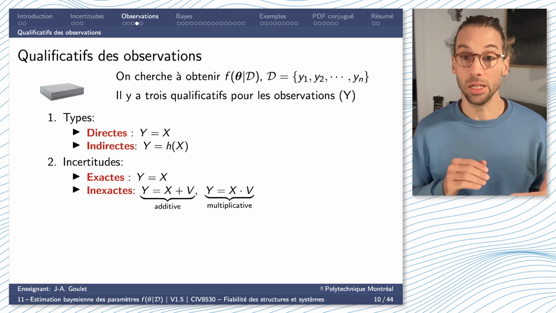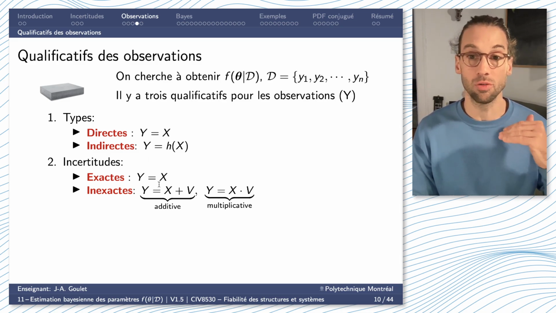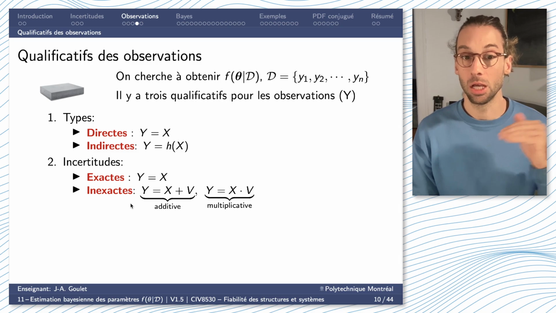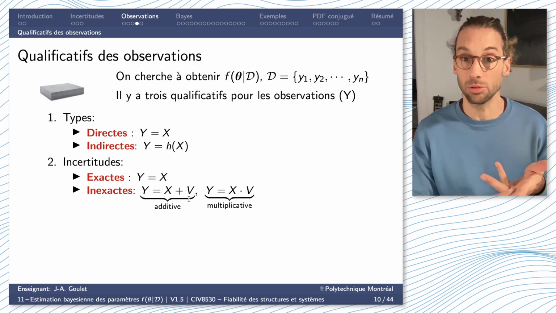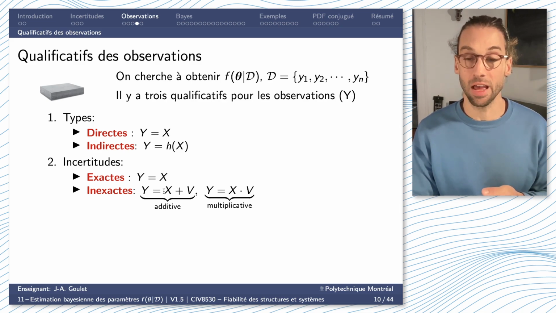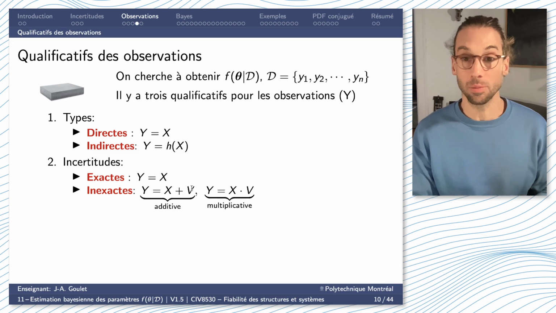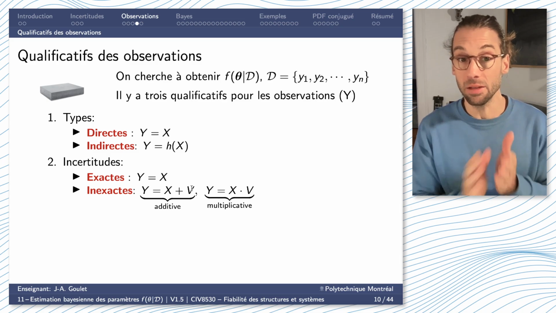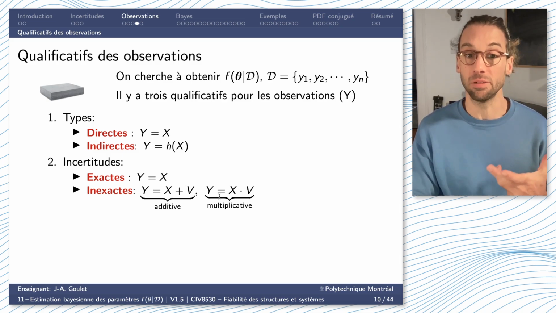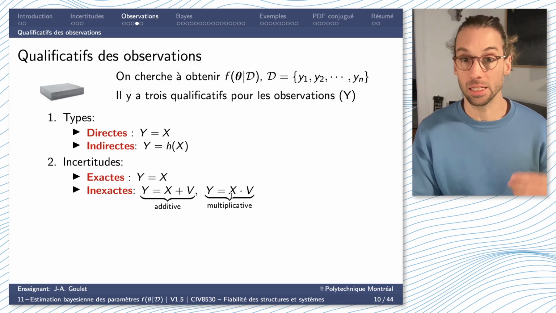My observation could either be exact or inexact. When they're exact, whenever I observe a stiffness value, this is exactly the truth that I'm observing. In the other case, I could have observations that are affected by uncertainties or errors. So in that case, the exact value of stiffness, whenever I measure it, y, is the exact value x plus an observation error v. In those cases, the error can be either additive, like x plus v, or multiplicative, x times v.